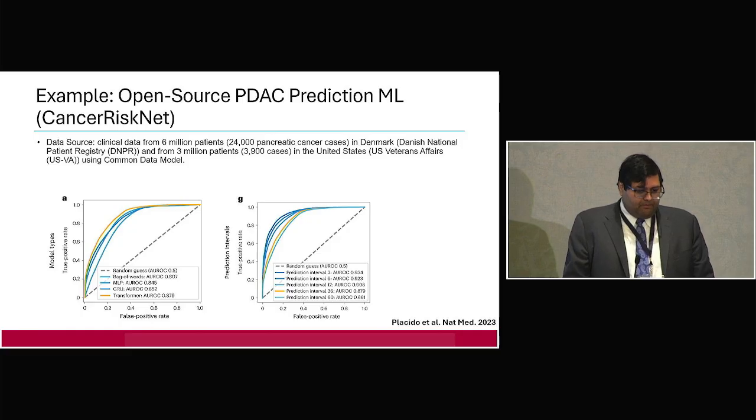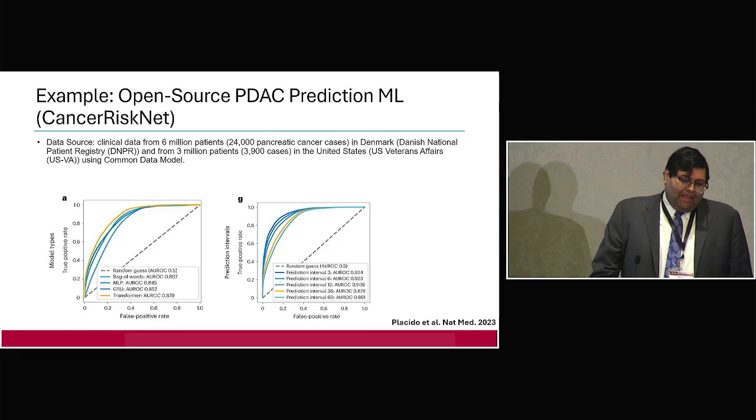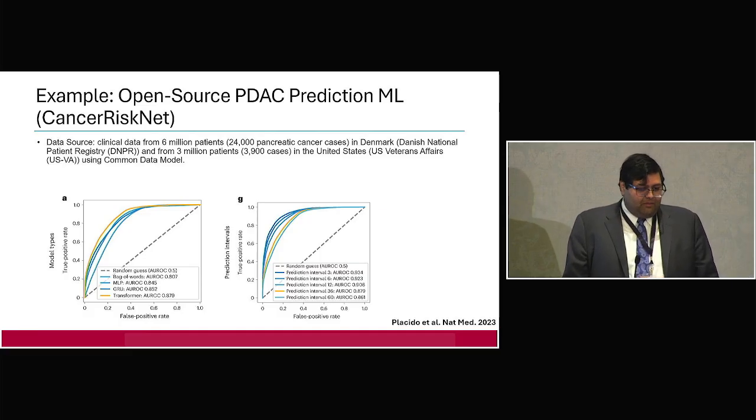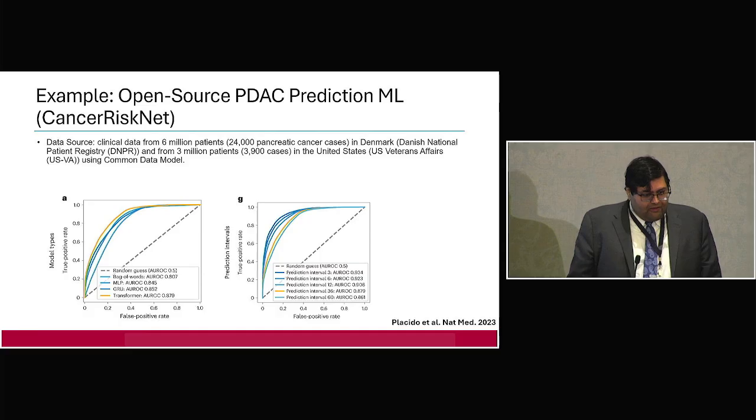common data model. The first figure in panel A you can see is the different models, and they were comparing their area under the curve, or their accuracy. And you can see the transformer model was the best model, but all of these were significantly better than just a model that tried to randomly guess.